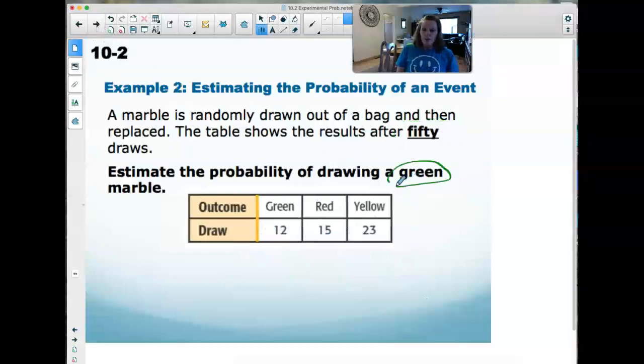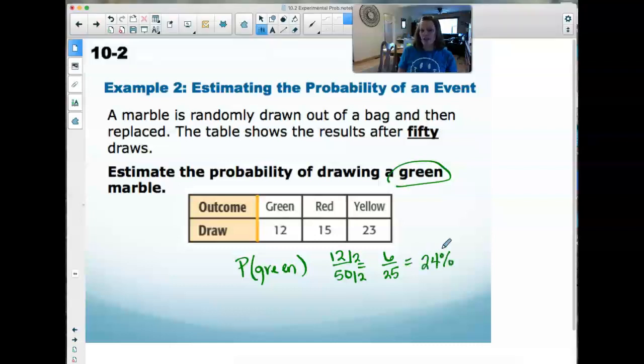The probability of drawing a green marble, I'm even using a green pen. The probability of green is 12 out of 50. And simplifying that, we would divide by 2, which ends up being 6 out of 25. And 6 out of 25 as a percent is 24%. I would accept either one of these answers, either the fraction or the percent. So either one works. Okay.